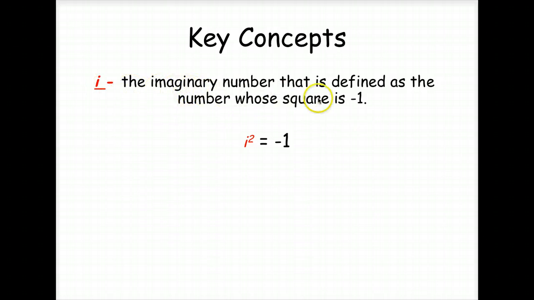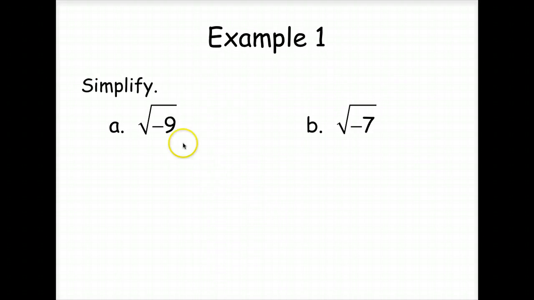The imaginary number i is defined as the number whose square is negative 1. Or in other words, i squared is equal to negative 1. Let's put this into practice.